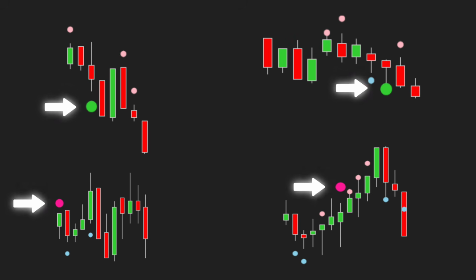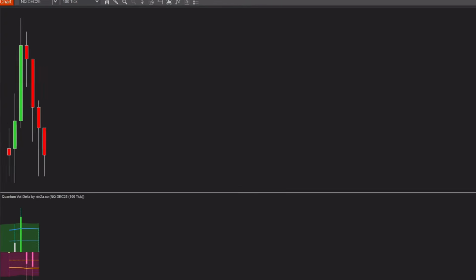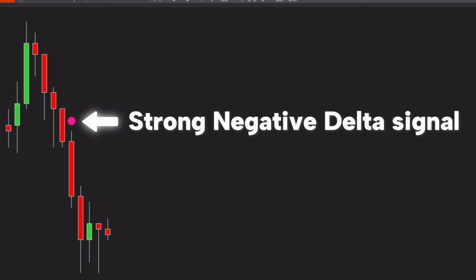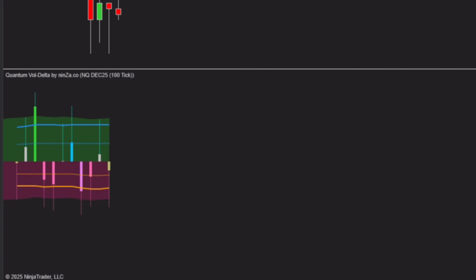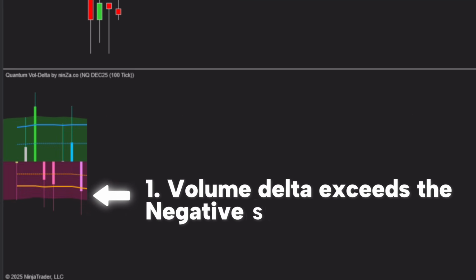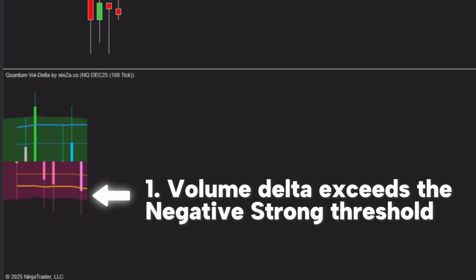And next, let's focus on the candle colors because once the noise is filtered out, many of those extra signals like the ones you saw earlier will be reduced significantly. And once the noise filter is turned on, for a strong negative delta signal to appear, the indicator will require the following conditions to be met. The first condition is that the delta volume of a candle must drop below the negative moderate threshold.